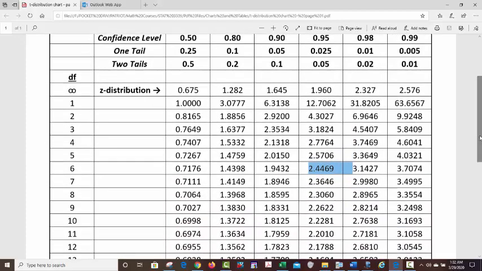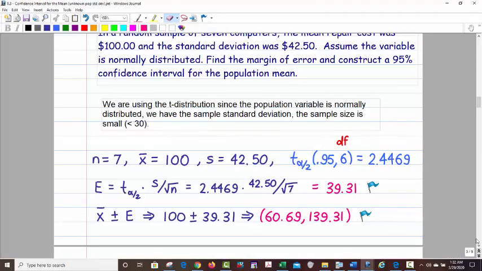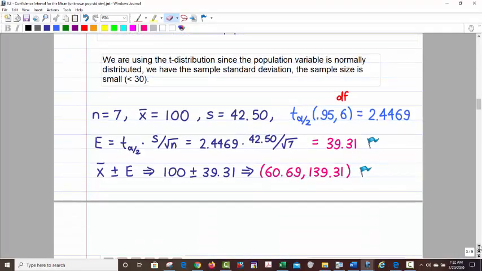2.4469. So you're at 6 degrees of freedom, so be careful that you go across that row straight across. 2.4469, very good. And then the margin of error will just be the part, like I said, after this. So it's just the t times the standard deviation divided by the square root of n. So it's 2.4469 times 4250 divided by the square root of 7. And then you get 39.31.